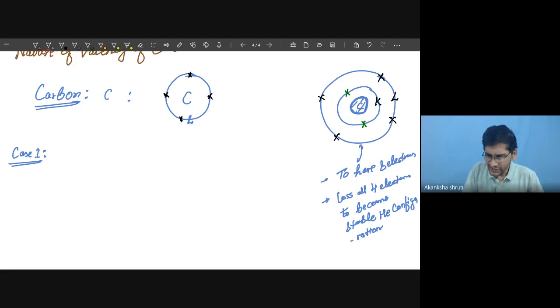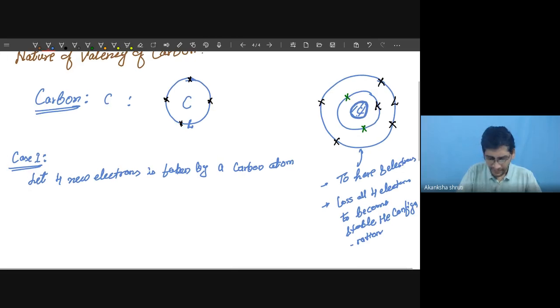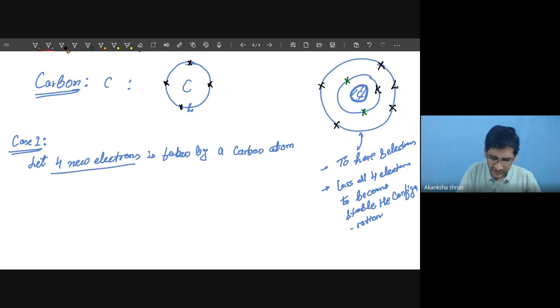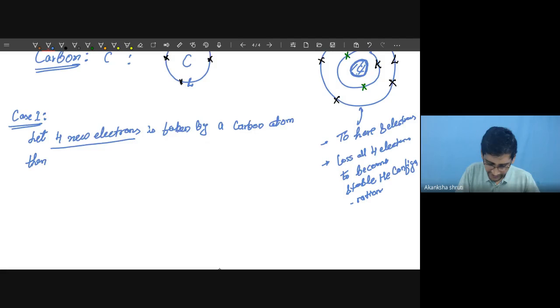So to become 8 electrons, let 4 new electrons be taken by a carbon atom. This I am assuming, but whether it is possible or not, we need to analyze that. So let 4 new electrons be taken. Then what are the possibilities? Observe it carefully. Students, let us redraw the figure.